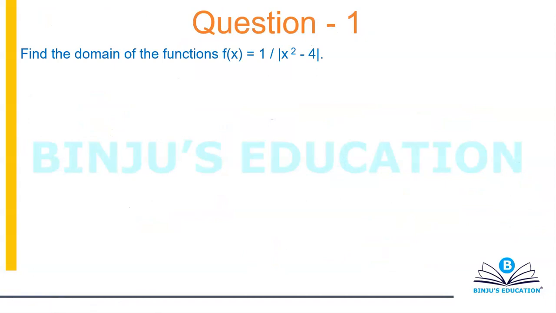So pause the video and try this question, please. I'll just rewrite this function for you. So this is f(x) is equal to 1 over mod of x square minus 4. Pause the video and try this question, please. Try it yourself first.